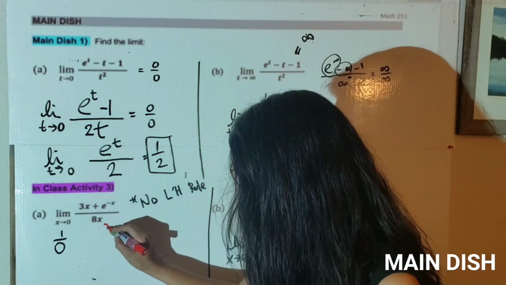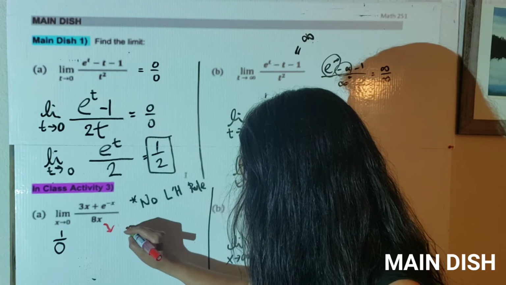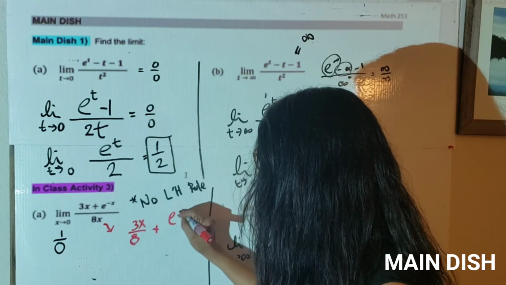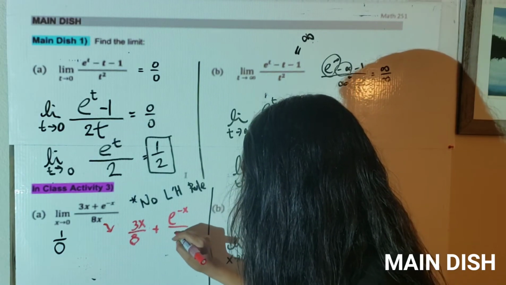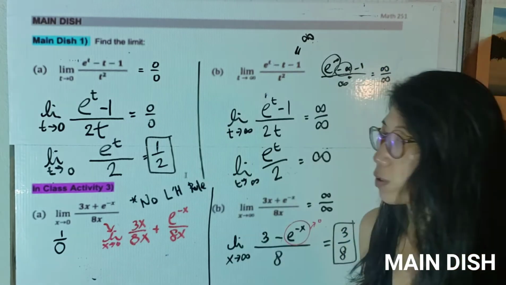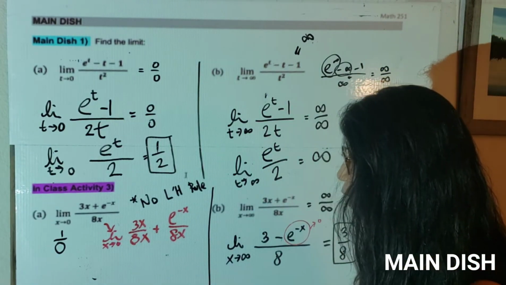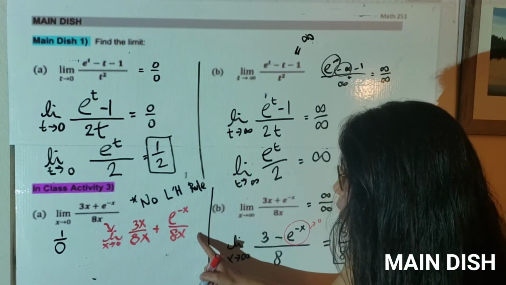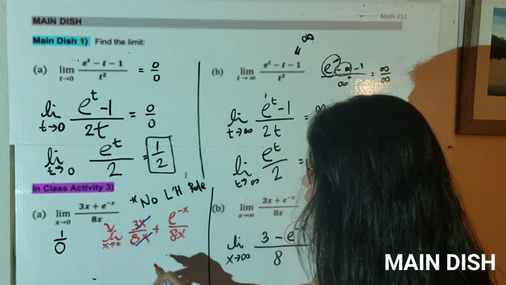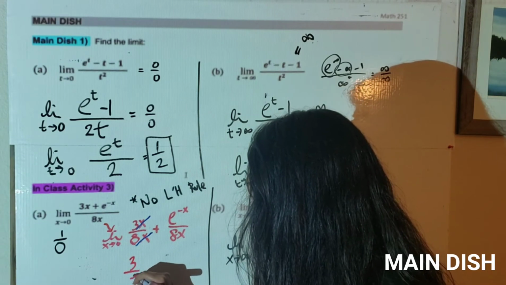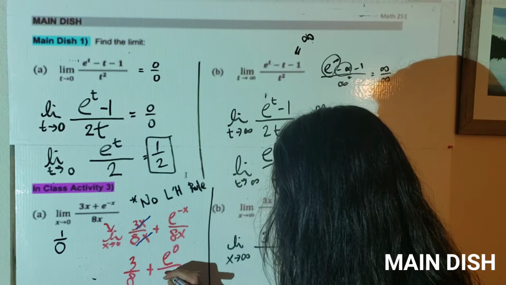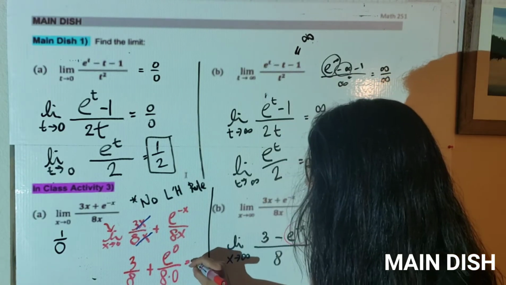As you see, I can just separate them. The function becomes 3x over 8x plus e to the minus x over 8x, right? Because we had a rule that limits you can add, subtract, or multiply. From here, if I separate the denominator, that automatically cancels out on the left-hand side. I get 3 over 8 plus, now let's plug in, e to the 0 over 8 times 0.